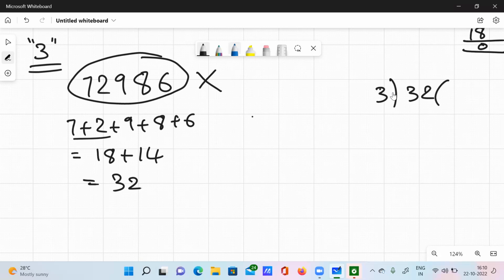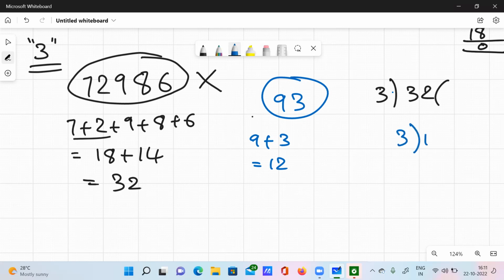Let's consider another example, like 93. I want to know whether this number is divisible by 3 or not. What I can do is simply sum the digits: 9 plus 3 is equal to 12. So 12 is divisible by 3, right?